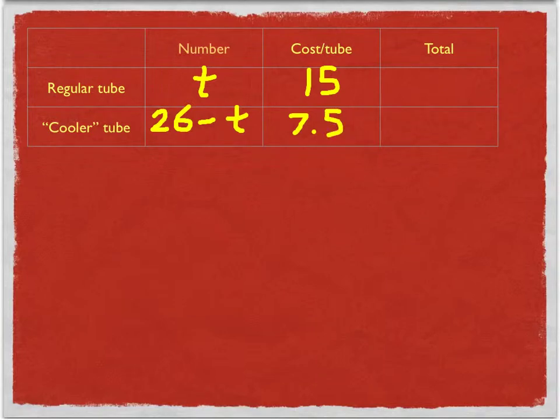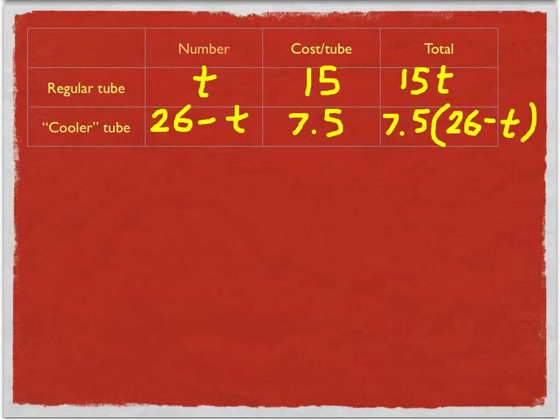Now the cost per tube for the regular one is 15. And for the cooler tube, it's $7.50. So we know that our total here is going to be 15t. We know that our total for the other one is going to be 7.5, and then in parentheses, 26 minus t. So there's my chart. When I do my equation now, I remember that my equation is almost always going to come from the last column of this chart. So it makes sense then. I'm looking for a total here. I do know the total cost for all these guys.